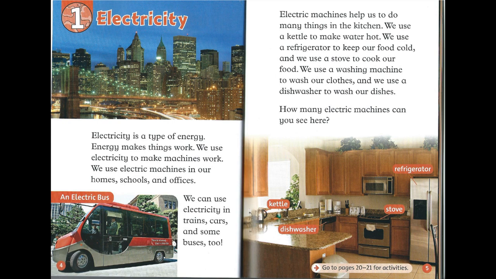We use a kettle to make water hot. We use a refrigerator to keep our food cold. And we use a stove to cook our food. We use a washing machine to wash our clothes, and we use a dishwasher to wash our dishes. How many electric machines can you see here?